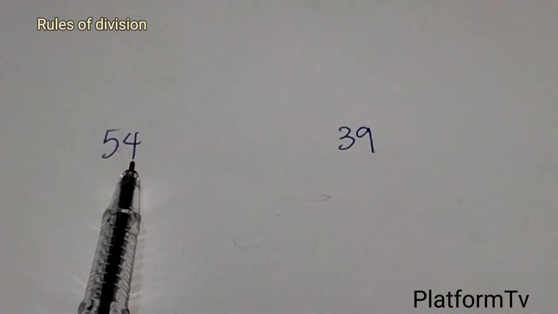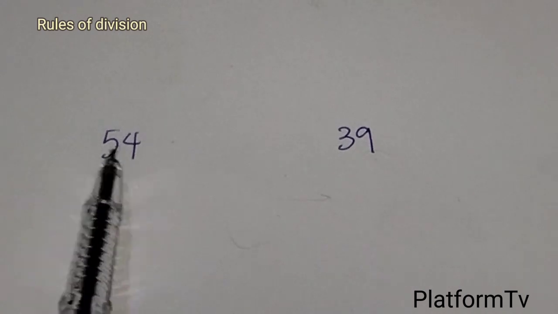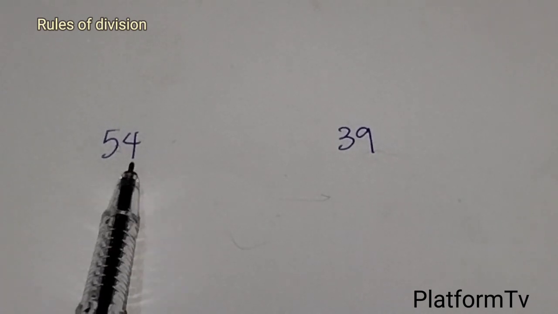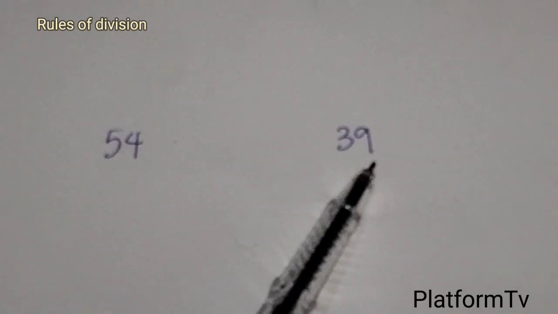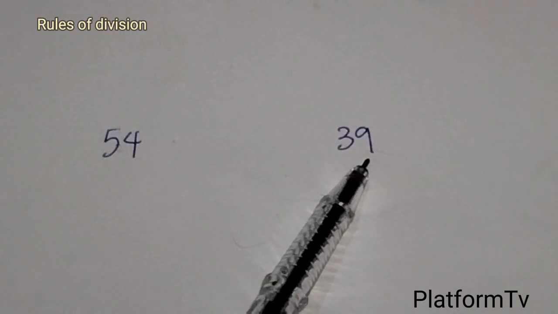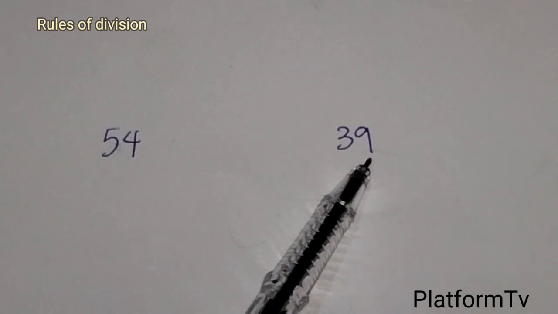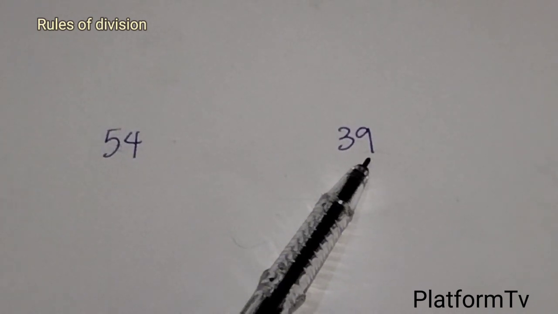It's divisible by 2, and it's even. So 54 is divisible by 2. How about 39? Is 39 divisible by 2? The last digit is a 9. And we talked about 9 being an odd number. This 9 is not even, so 39 can't be divisible by 2. Of course it can't. So let's go to the next rule.